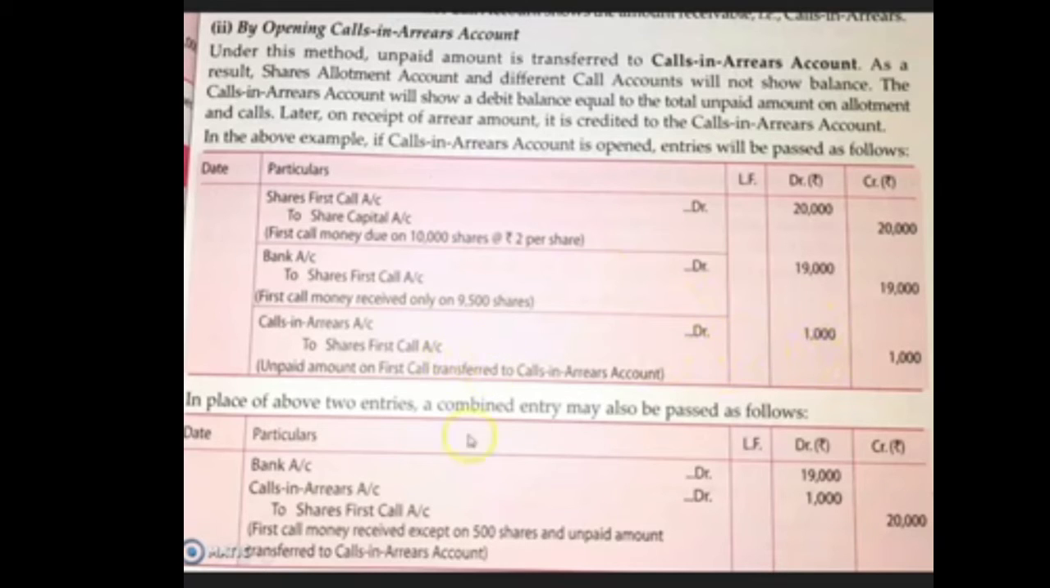A different way of showing the same entry: the first entry will be the same, but these two entries you can show in a combined way. Instead of two separate entries, you can show a combined entry. That is, bank account debited 19,000, calls in arrears account debited 1,000, to share first call account 20,000. This is how you show the combined entry.